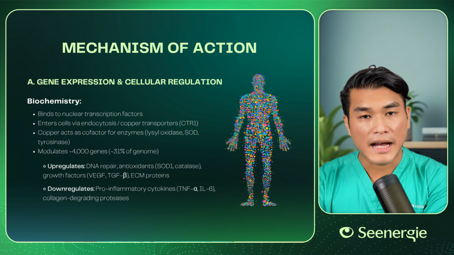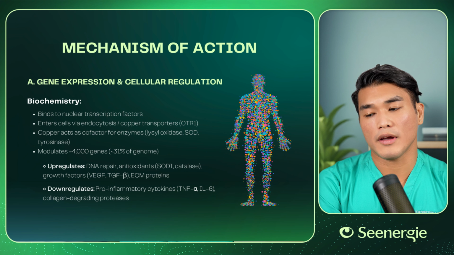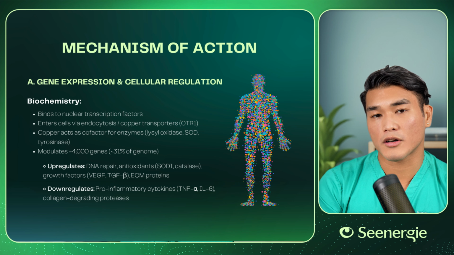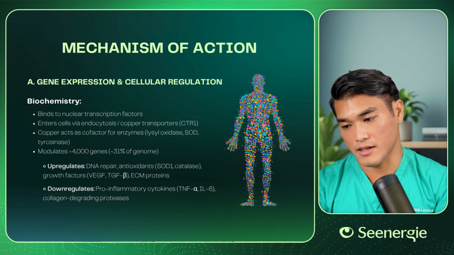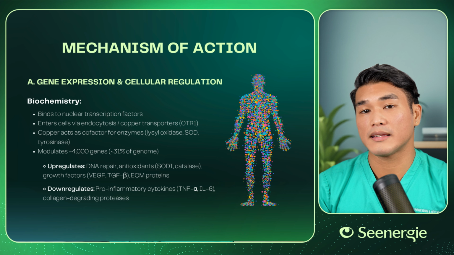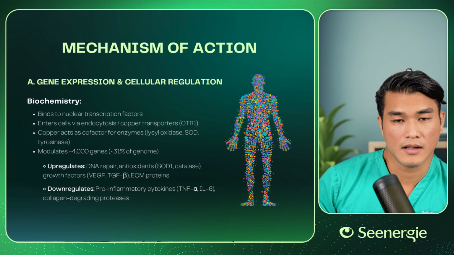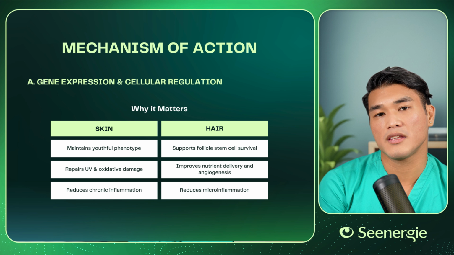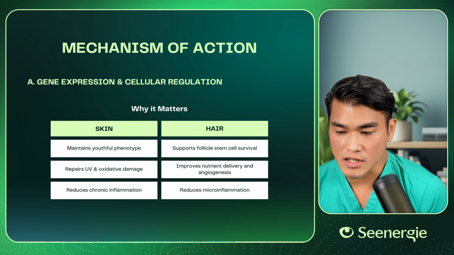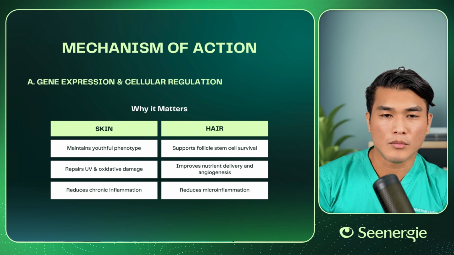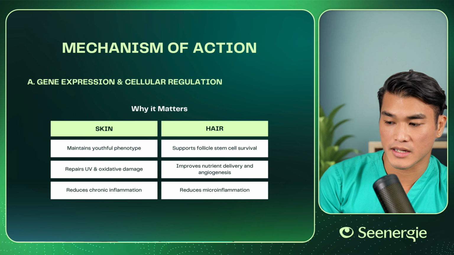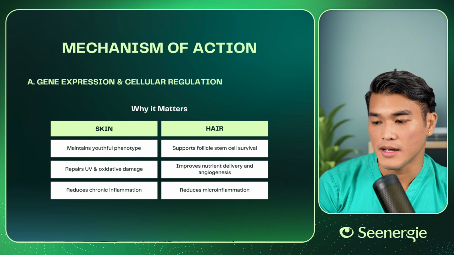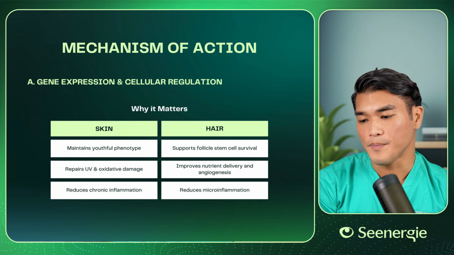On the other hand, it also downregulates things. It downregulates pro-inflammatory cytokines, things that cause inflammation such as tumor necrosis factor alpha or interleukin 6, and other proteases that break down collagen, which is super important for your skin. Why does this matter? Because in the skin, when these things are upregulated and those are downregulated, it promotes a more youthful cellular phenotype, or a more youthful appearance of your cells. It improves your cells' ability to repair UV and oxidative damage, and it also reduces chronic inflammation.